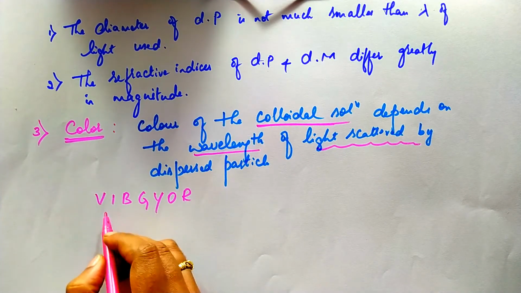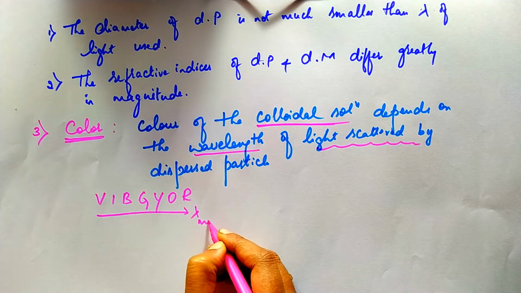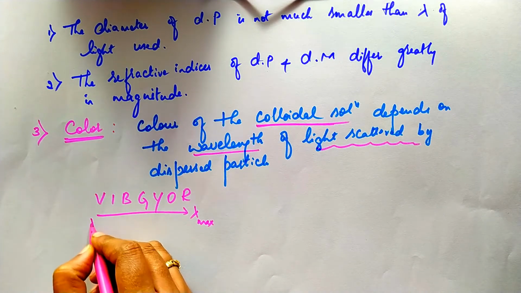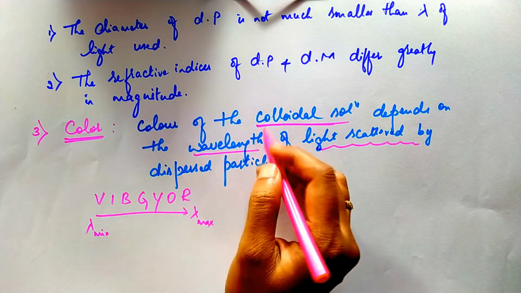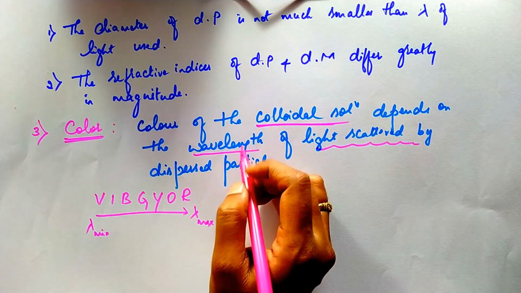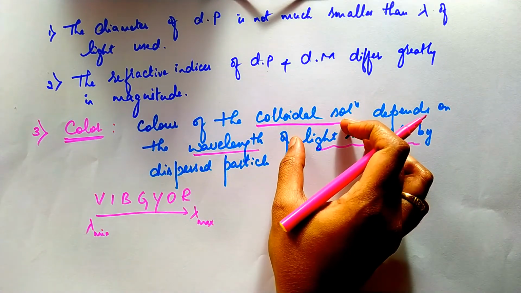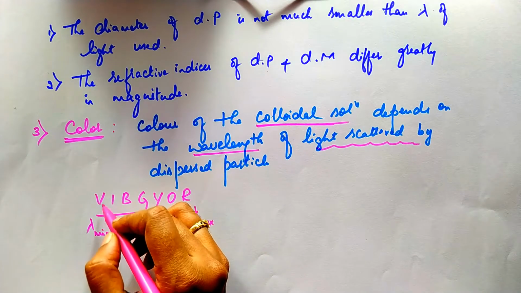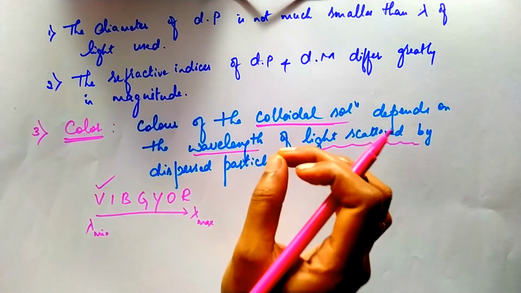So VIBGYOR: the wavelength of red light is maximum and violet has a minimum wavelength. Here it depends on the wavelength. The color depends on the wavelength of light scattered. If the wavelength is maximum, then the colloidal solution looks red. If the wavelength of light scattered is minimum, then the solution looks violet. This is how we decide the colloidal solution color.